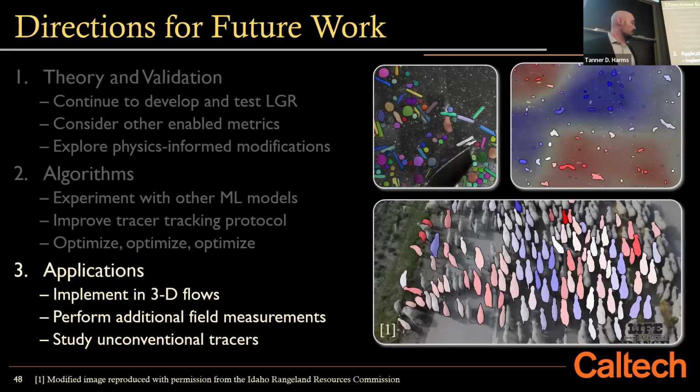Next, we'd like to perform additional field measurements. This could be done from the side of the pool like I've done, or it could be done using a drone above a river or something. I think both would be interesting. And then it'd be fun to continue studying unconventional tracers as well and other aspects of dynamical systems literature.